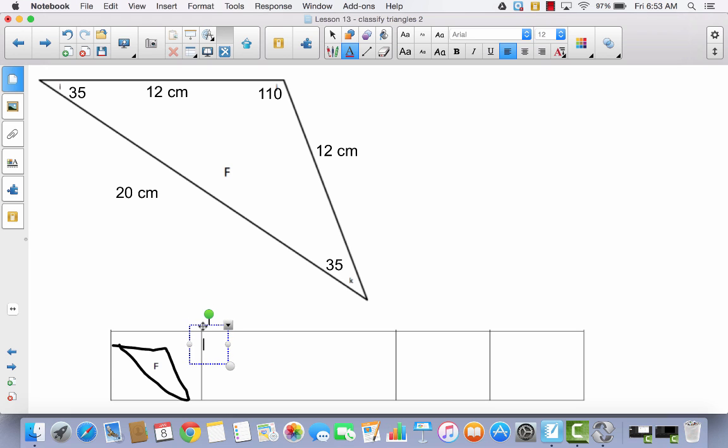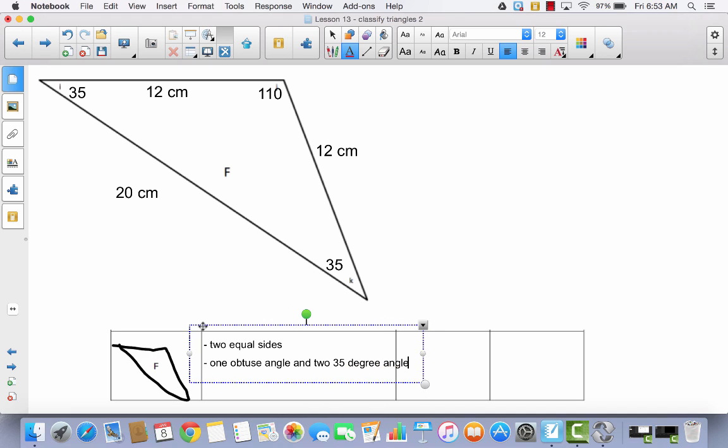Okay, so let's say two equal sides, one obtuse angle, and two 35-degree angles.